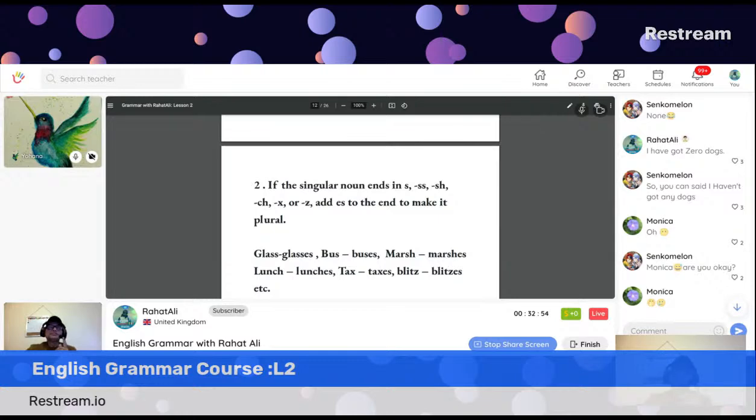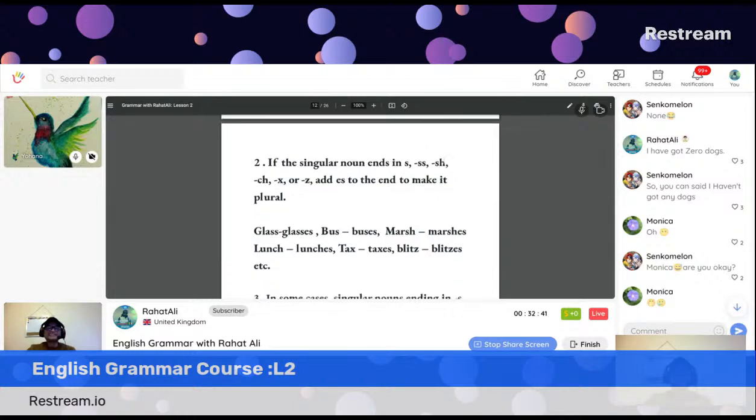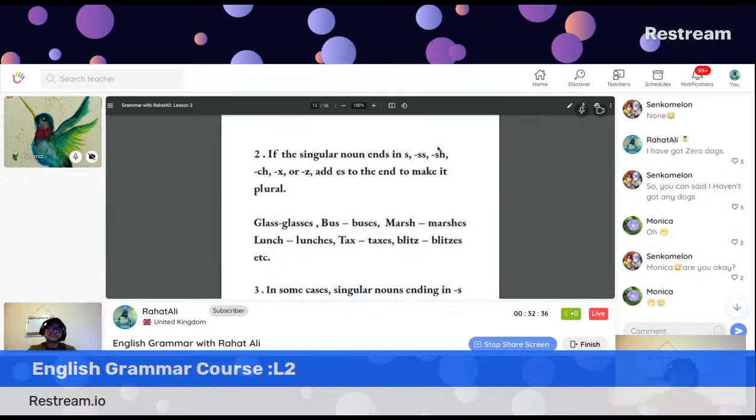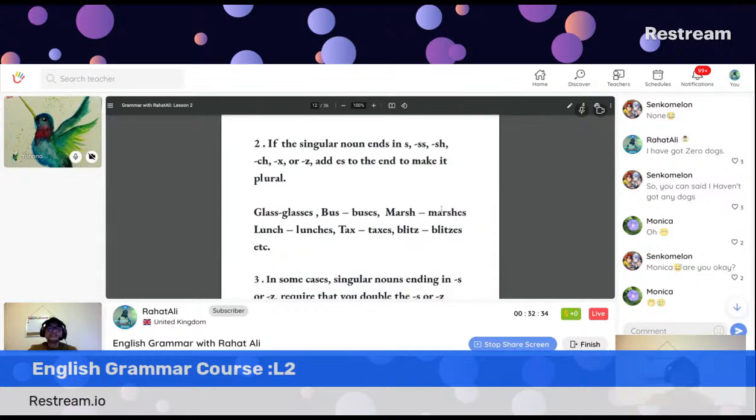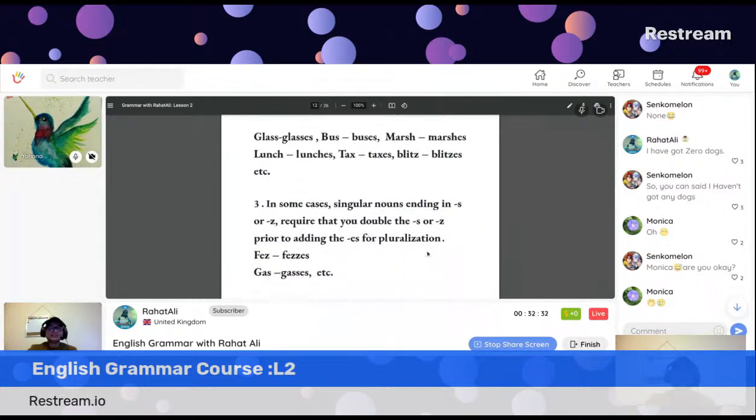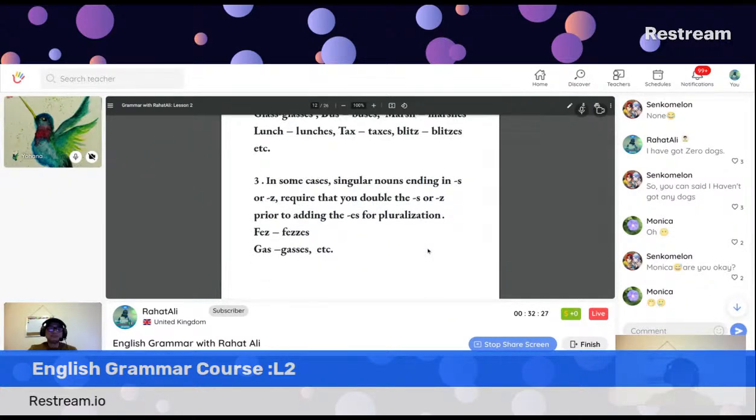And the difference between the sound of Z and S: in Z, we stress on the Z with the tongue and the tooth together. So glass, glasses, bus, buses, marsh, marshes, lunch, lunches, tax, taxes, quiz, quizzes, etc. In some cases, singular nouns ending in S or Z require doubling the S or Z. For example, fez, fezzes, gas, gases.